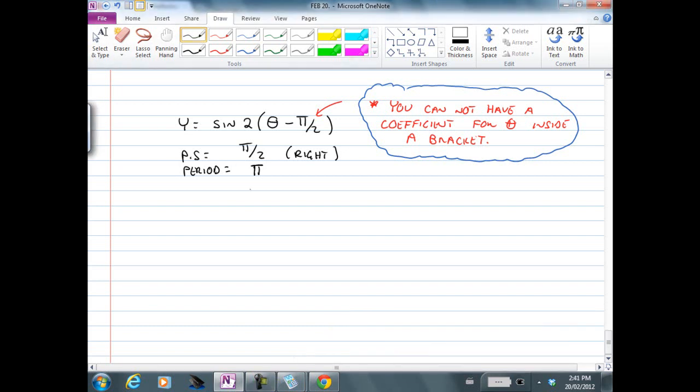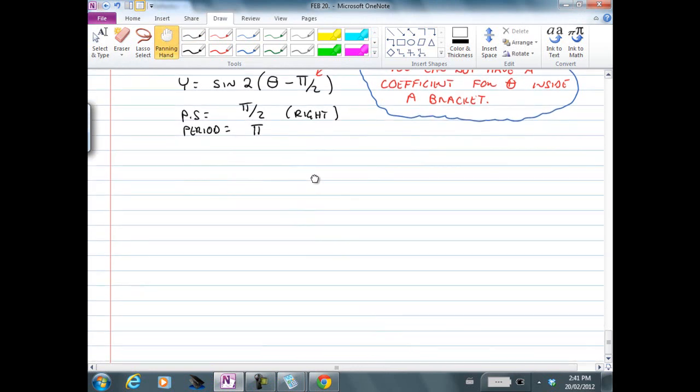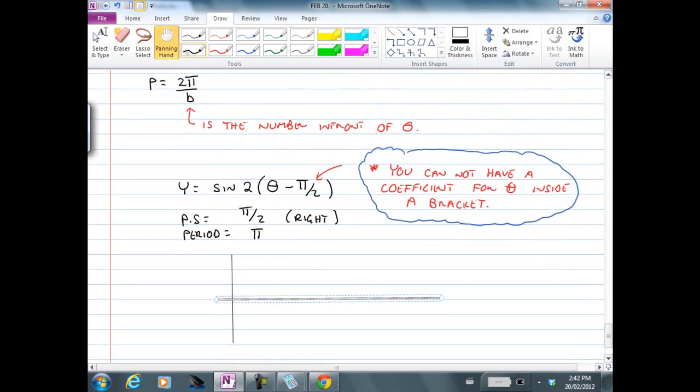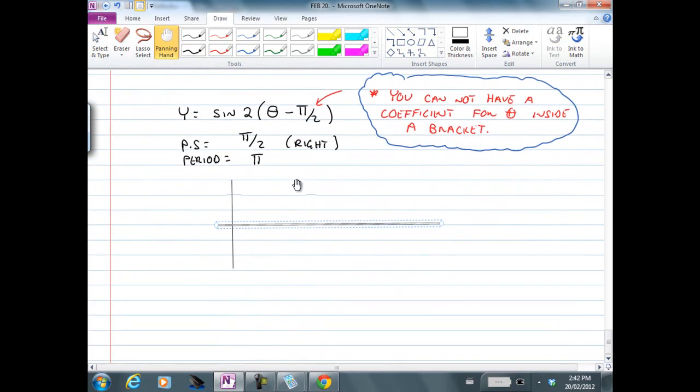Period is pi. Again, draw a rough sketch. Okay, keep it simple. I don't want to make it too tough. Just draw a bit. Just a little bit. Not too much. All I want is a little bit. Pi by 2 to the right. Choose any point to the right of 0. I'm going to call this pi by 2. Put in pi by 2.